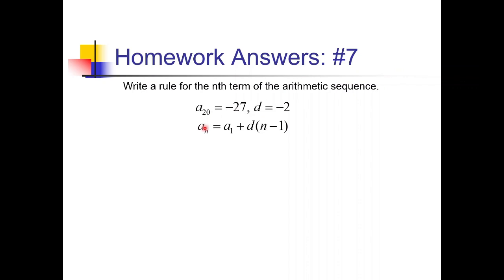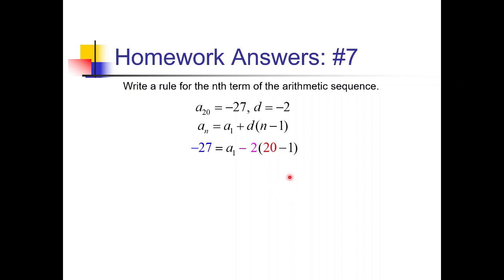So a sub n, I'm going to replace that with what the 20th term actually is, negative 27. And then a1 is what we're looking for, so that'll stay as a sub 1. For d, we're using negative 2. And then for n, we're using 20 because I have to plug 20 in for n in order to get this negative 27 out of whatever formula I come up with here.